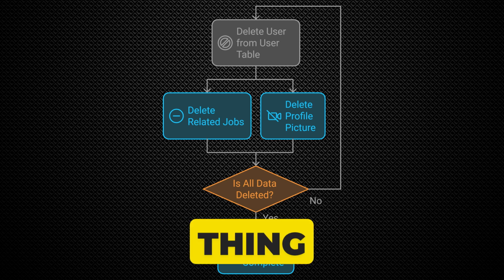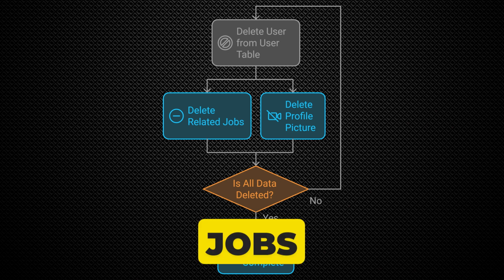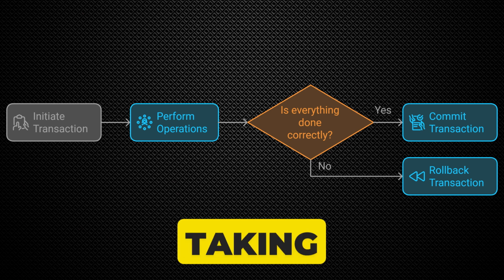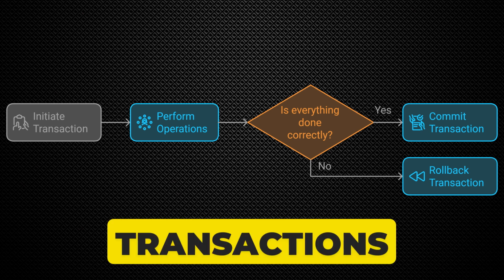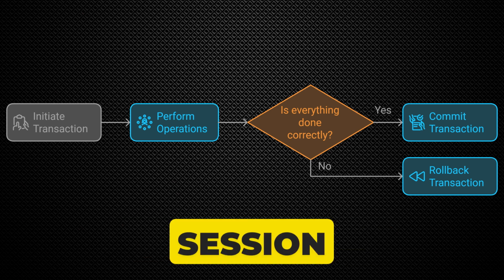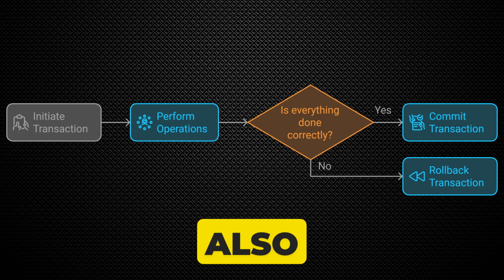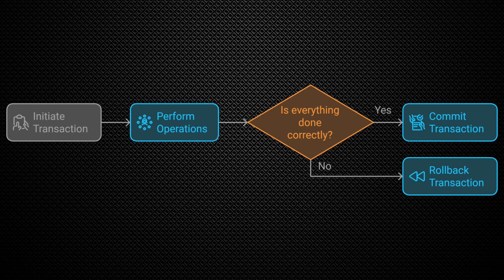And suppose one thing got deleted, for example the jobs, but the user didn't get deleted. We need to take care of these things also. And in a database or programming language, how do we handle this? Through transactions. So in today's session we will learn about transactions also. If everything is done properly, then we will commit the transaction.